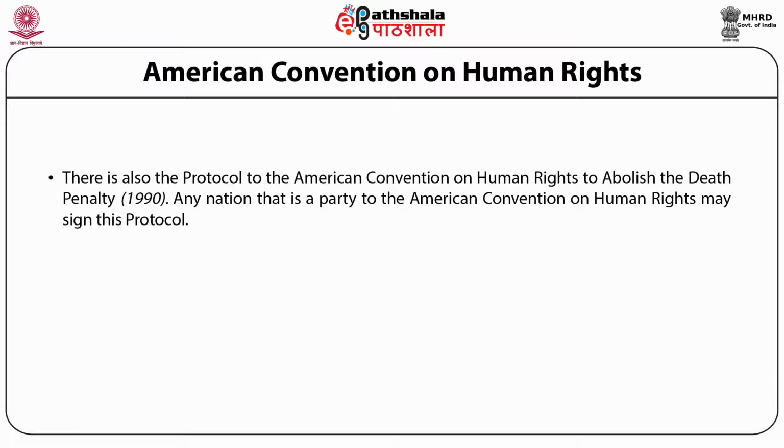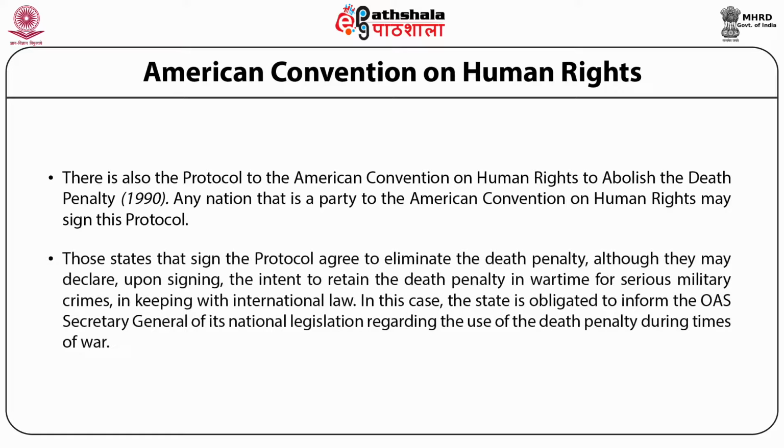There is also a protocol to this convention, the American Convention on Human Rights, and the protocol is known as the Protocol to Abolish the Death Penalty. Any nation that is a party to this American Convention on Human Rights may sign the protocol. Those states that sign the protocol agree to eliminate the death penalty. However, it gives them a bit of an out. It basically says that they may declare upon signing their intent to retain it for wartime crimes, basically serious military crimes in keeping with international law. The state is, of course, obliged to inform the Organization of American States' Secretary General of its national legislation regarding the use of the death penalty during times of war.